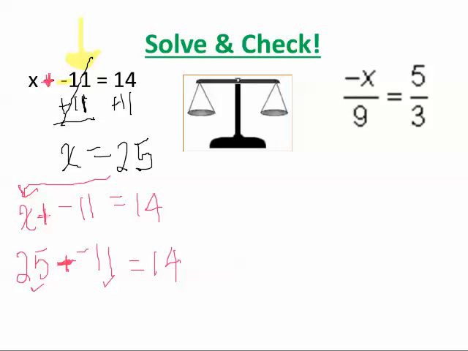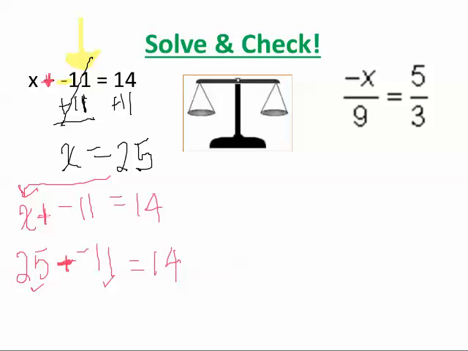Let's solve this guy. What's happening to x right now? Let me point to where I'm going. What is happening to your x right now? The first thing I see is that it's got a negative sign in front of it. We'll talk about that in a minute. It's also being divided by 9. So let's look at it one step at a time.